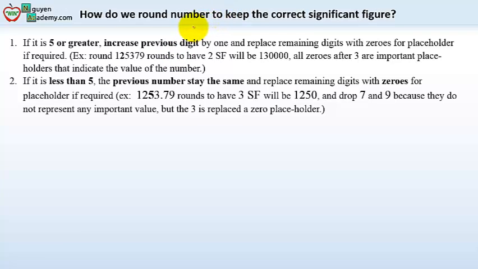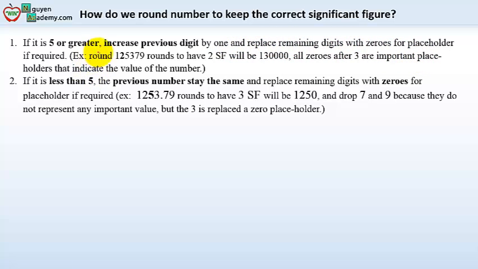Alright, let's talk about rounding. How do we round numbers to keep the correct significant figures? There are two basic rules. One is that if a number is 5 or greater, we increase the previous digit by 1 and replace the remaining digits with 0 as a placeholder if required.